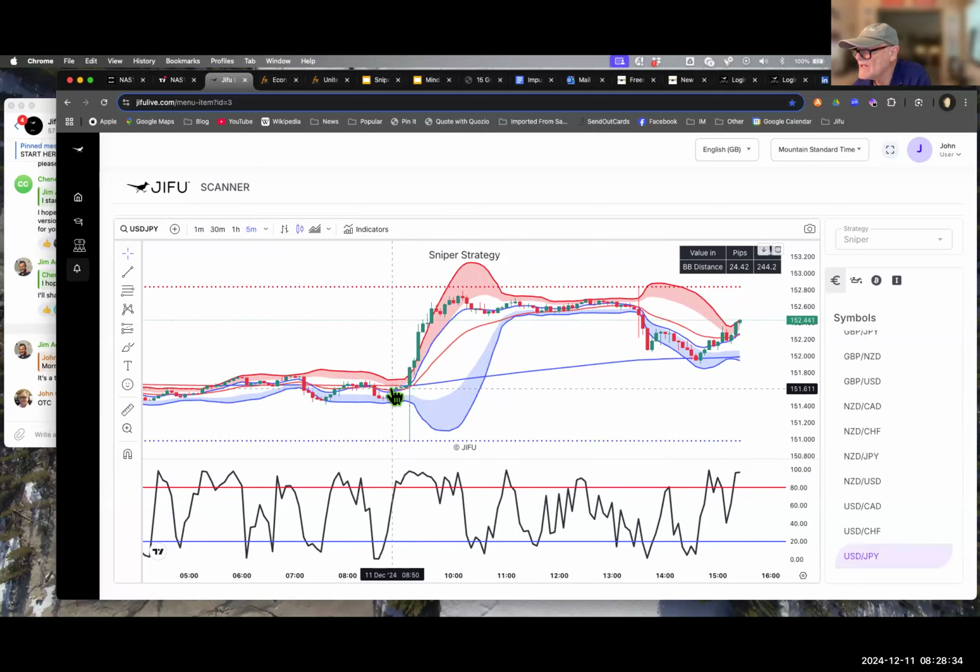You might have avoided it because of these very small candles here. We did cross over here, but we really only turned the primary trend line from red to blue on that big candle there.